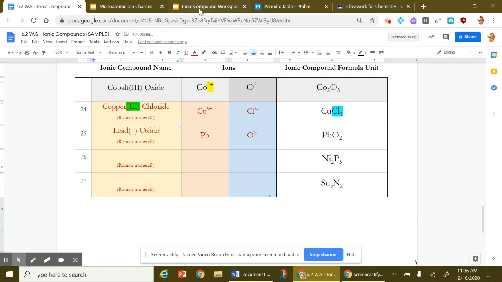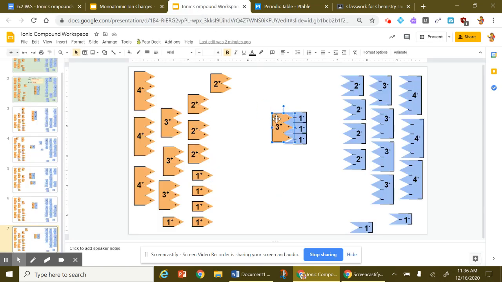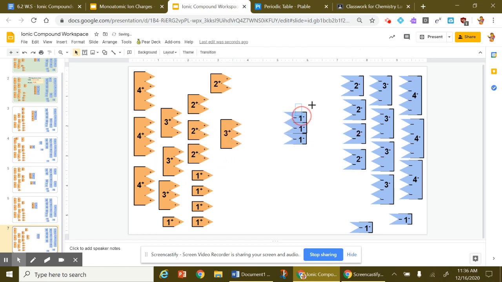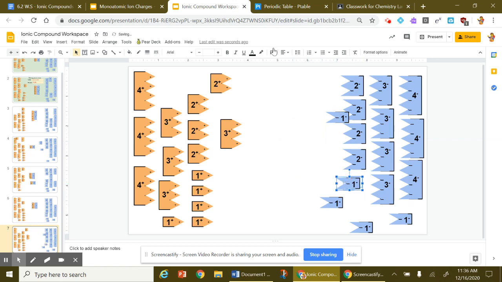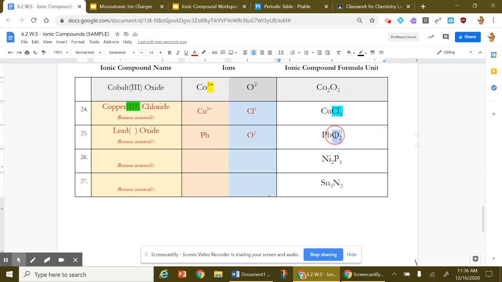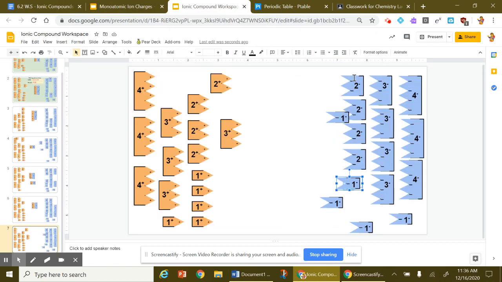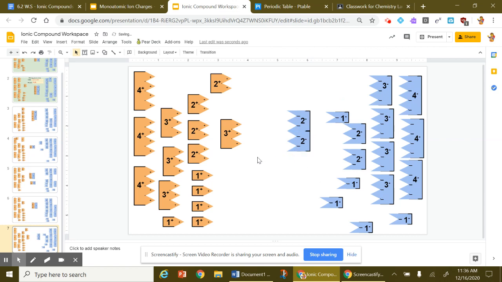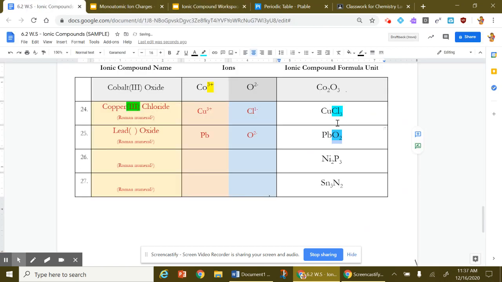Now, once again, I'm going to go to my ionic compound workspace and work backwards. I'm going to do a little bit of forensics here, and we're going to trace back and figure out what the charge of this lead must be in order to cancel out 2 oxides. The key is to look at these 2 oxides. Oxide is a 2 minus charge, so here's an oxide, here's another oxide. Now, I have to cancel out these 2 oxides with only how many leads? I'm only allowed 1 lead.